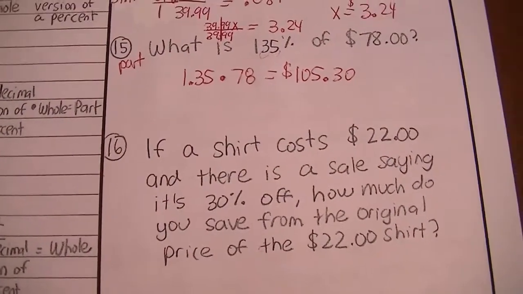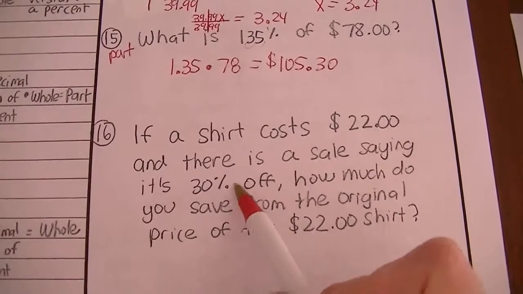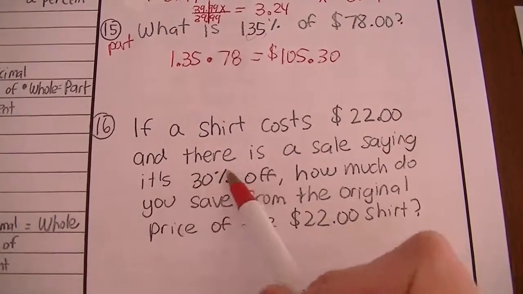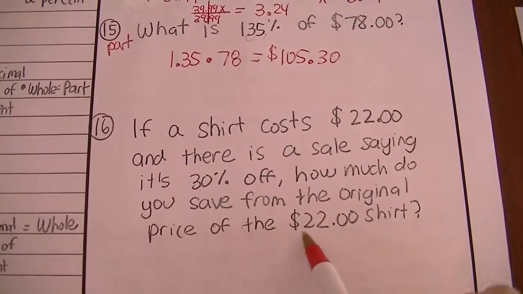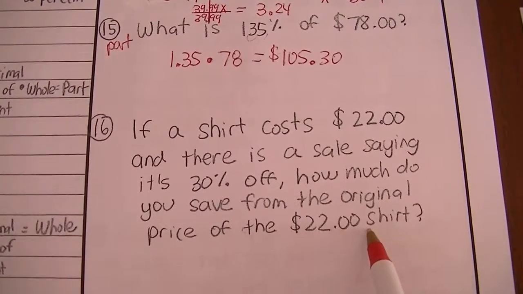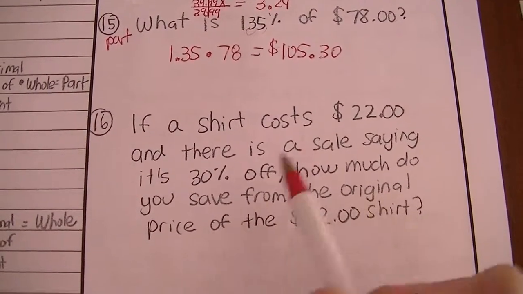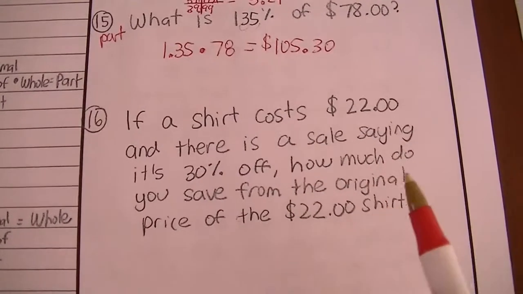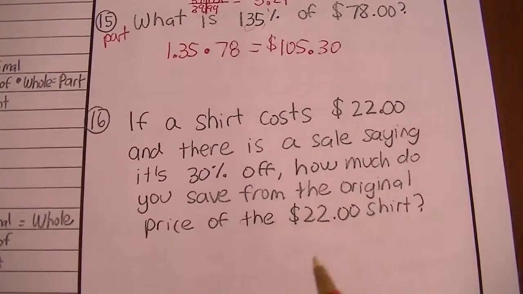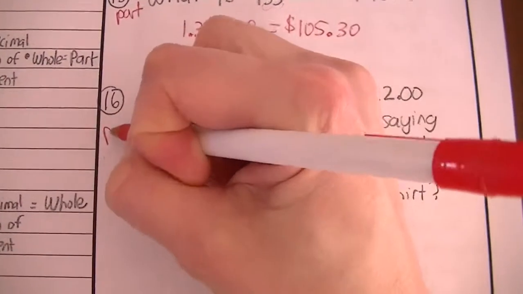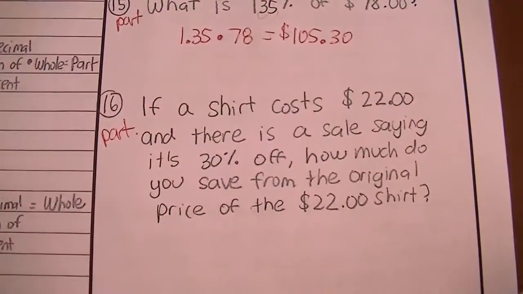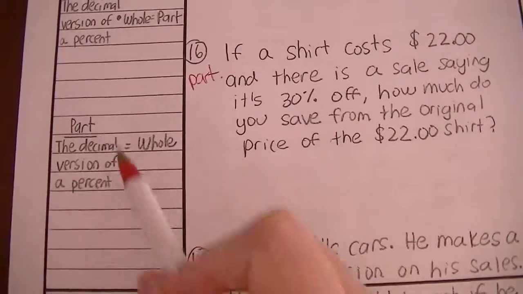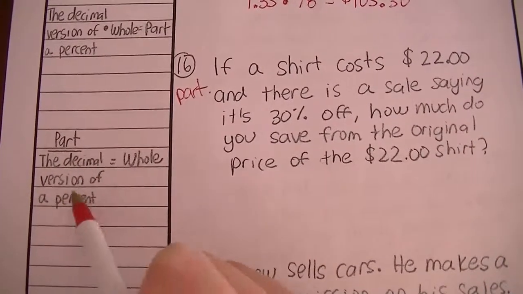Number 16, if a shirt costs $22 and there's a sale saying it's 30% off, how much do you save from the original price of the $22 shirt? So it's not asking for how much it costs after 30% off, it's just saying, how much off is it? How much money are you saving? So that's a part. And I'm going to just use this equation right here. Part divided by the decimal version of percent equals a whole.